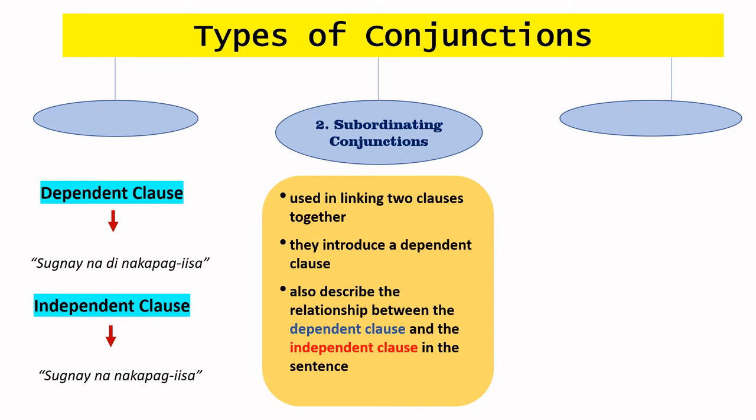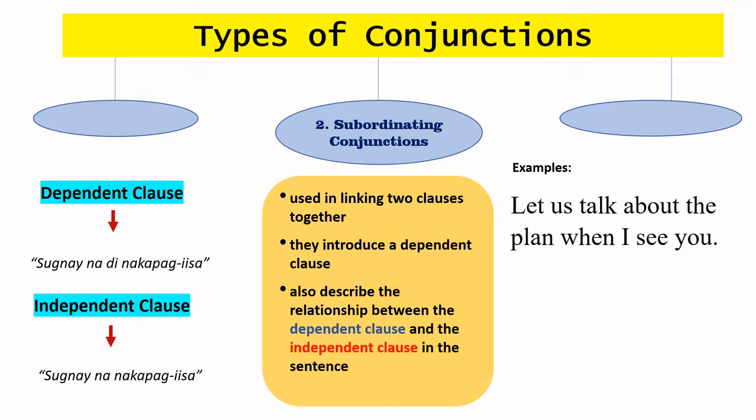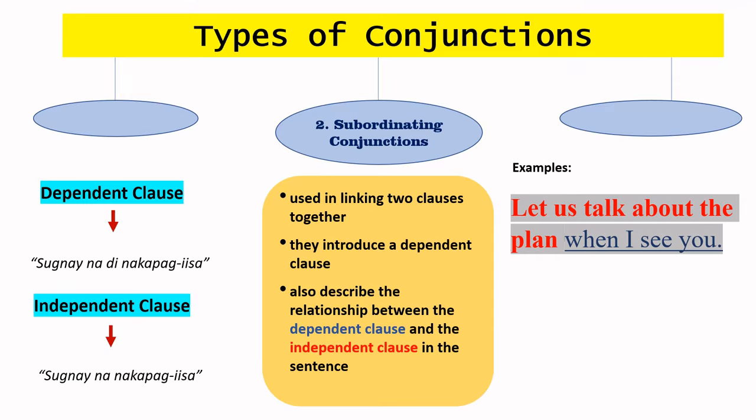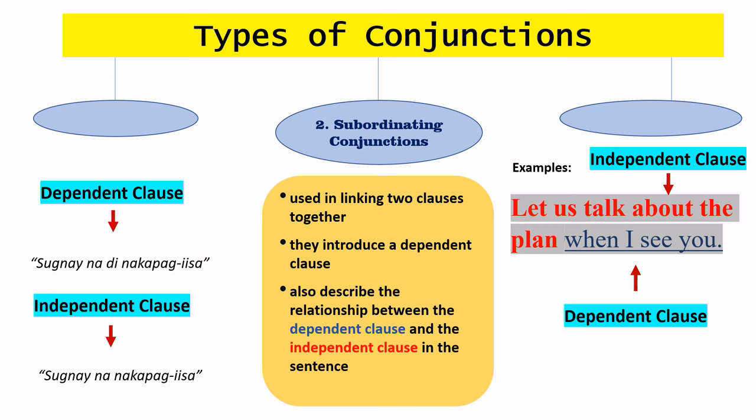Let's study this example. Let us talk about the plan when I see you. Dependent clause. When I see you. It has no complete idea. Kapag nagkita tayo, ay ano? Hindi kumpleto. Tama? This is a dependent clause. Independent clause. Let us talk about the plan. It has a complete meaning. Maliwanag ang ibig sabihin. This is an independent clause. As you can see, when is the conjunction used to connect the independent clause to the dependent clause in the sentence. Aside from when, these are the other examples.